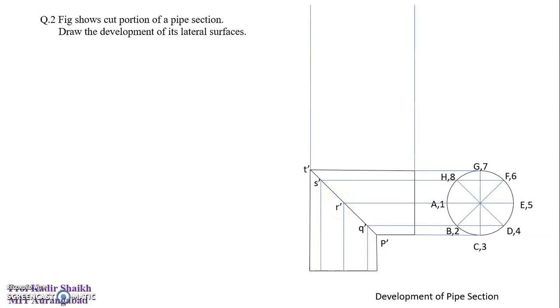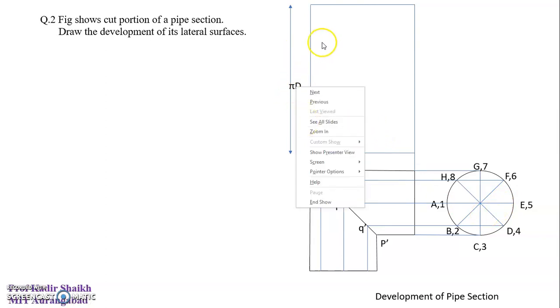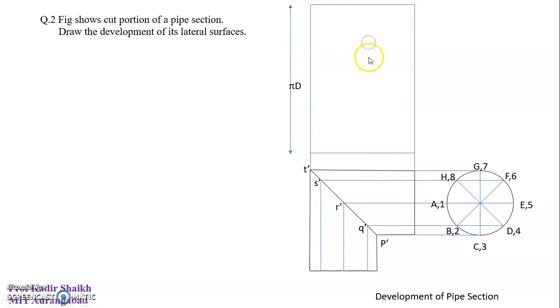Now to start with the DLS, first of all draw one rectangle of length pi d. Here you take the diameter of this pipe section as 40 mm. So pi into 40 mm will be the length of the rectangle, and you take the height as 60 mm. Now divide this length pi d into 8 equal parts.